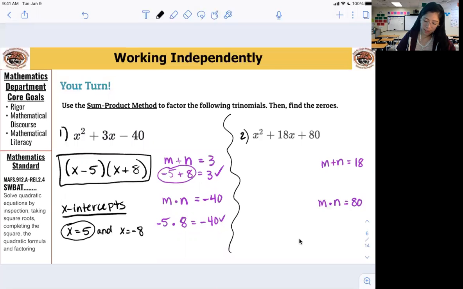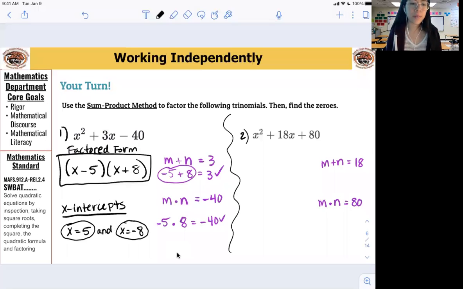So it does get a little bit confusing sometimes. That's why I'm being very, very clear about it. This is factored form. And this is my x-intercepts. They're related, but they are two different things. So we've got to keep them separate and make sure we know the difference. Any questions on number 1?